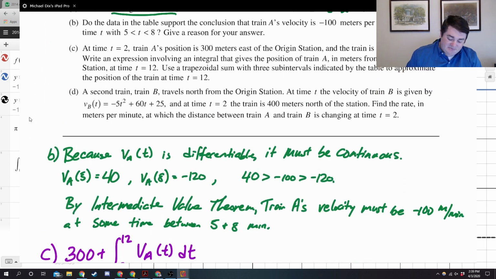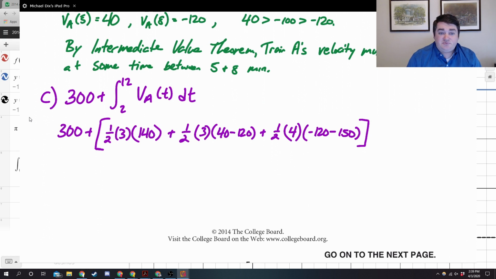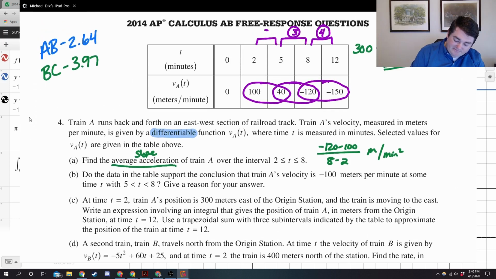Part C asked me to approximate the position of the train. So the position of the train is 300 plus that meters. And leave it. What's the point? There is no good that can come from me trying to simplify this. I certainly could, but it will not help me. Okay, I have reduced this problem to basic arithmetic: addition, subtraction, multiplication, division. I can leave, and I will.